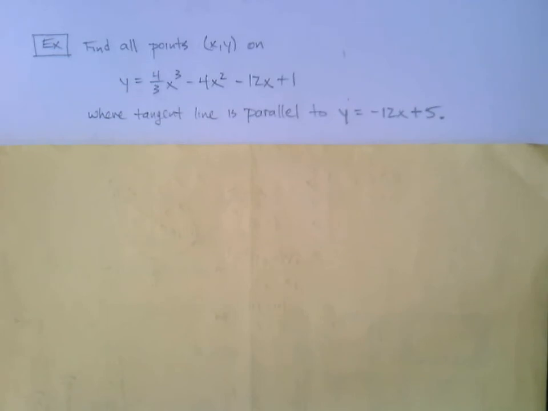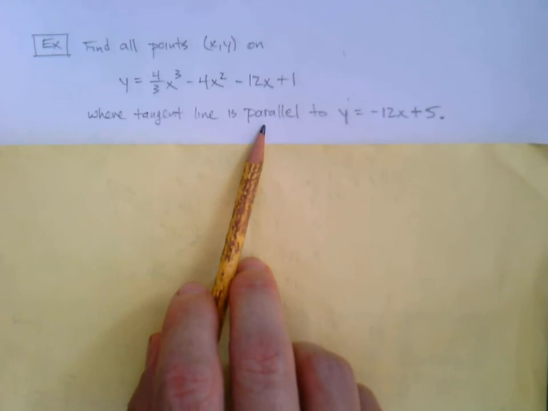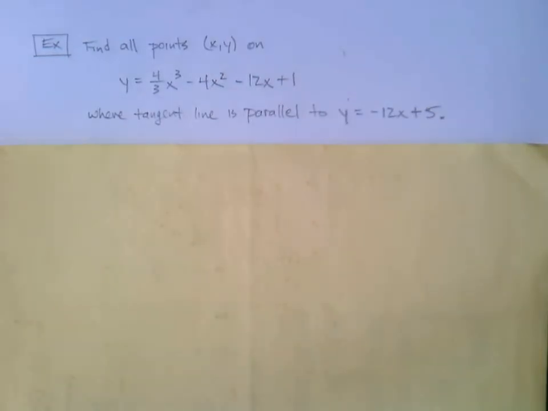Okay. Interesting. How are we even going to start this? Well, we're talking about tangent lines, so obviously that involves derivatives. We say the tangent line is parallel. Hey, what's true about parallel lines? You guys remember? Parallel lines, they have the same slope, right? All parallel lines always have the same slope.